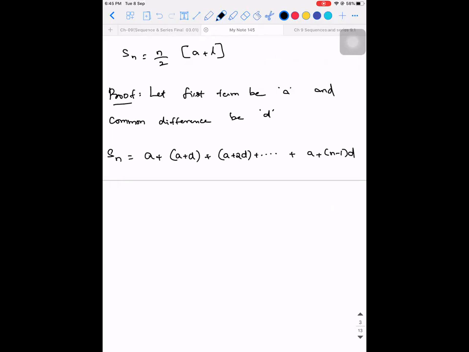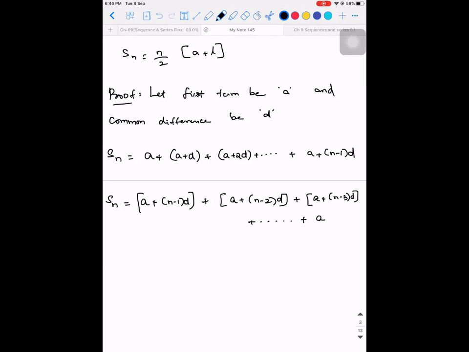Okay. Now see, I'm writing the same sum of n numbers in the reverse order. In the sense, a plus n minus 1 into d as the first term, plus what would have been the term before a plus n minus 1 into d? Yes, it would have been a plus n minus 2 into d. What would have been the term before this? a plus n minus 3 into d. And what will be the last term in this sequence? It will be a.